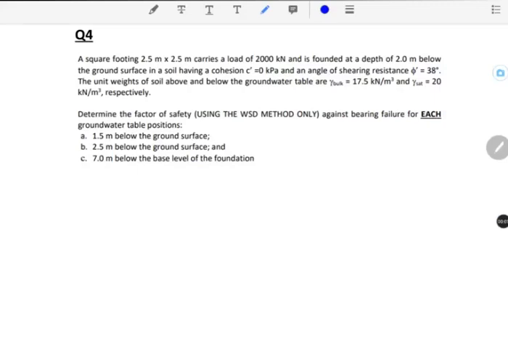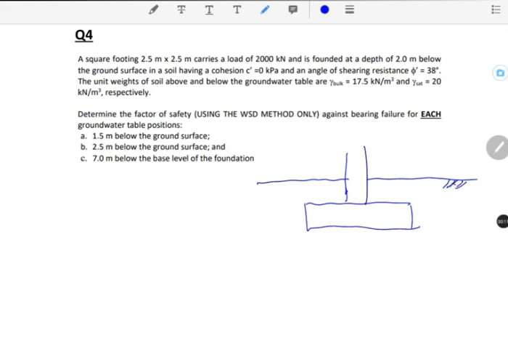Question 4. This question is about the impact of groundwater table on the calculation of the bearing capacity of a square footing. The footing looks like this. We have this groundwater table below the ground surface, about 1.5 meters for part A.